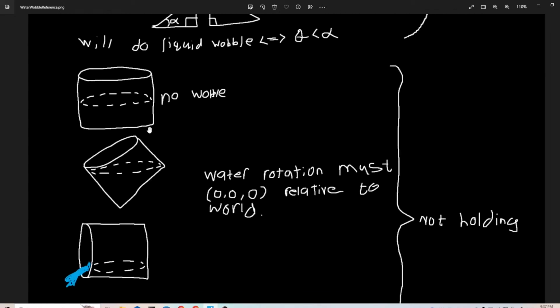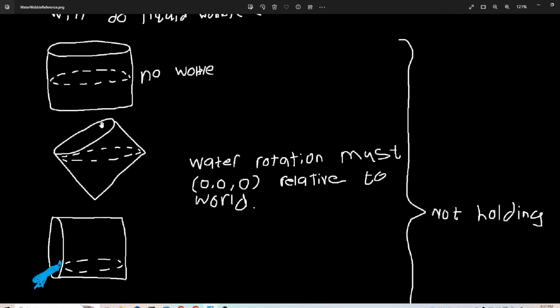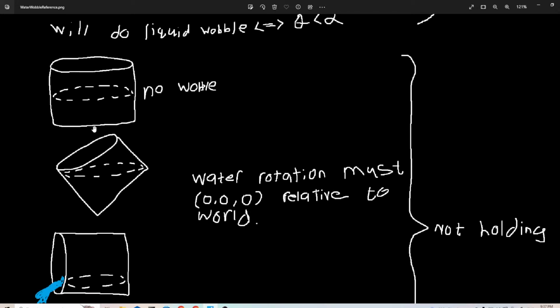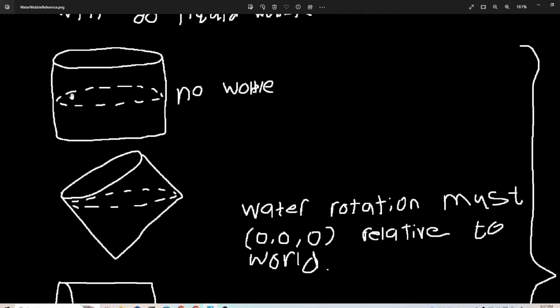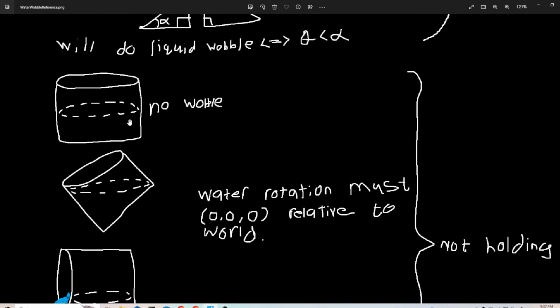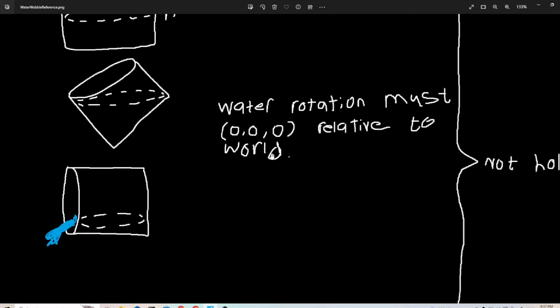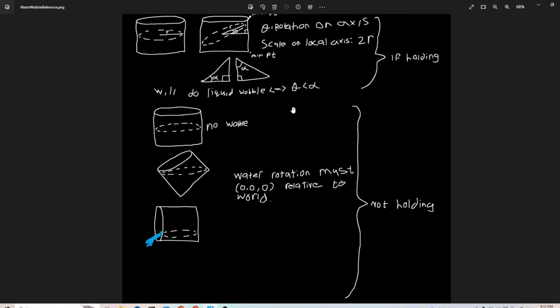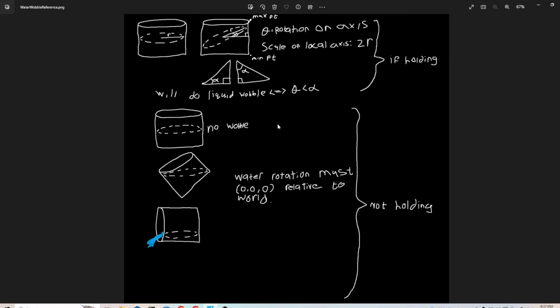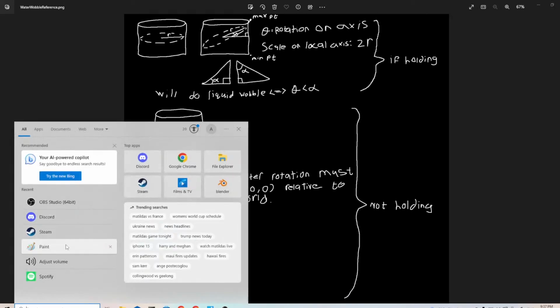Then this part's going to be a little more tricky when you're not holding the object and it has a rigid body which can just be moved around. The water is supposed to stay flat. At 40 degrees, it's going to stay flat, so it's almost tipping over, and then when it's completely 90 degrees, it's going to spill. So yeah, that is the game plan. Let's get to it.